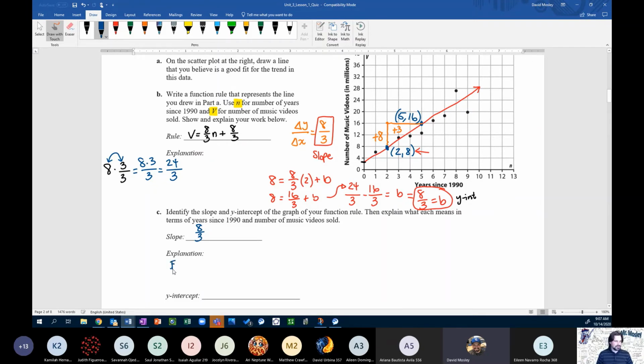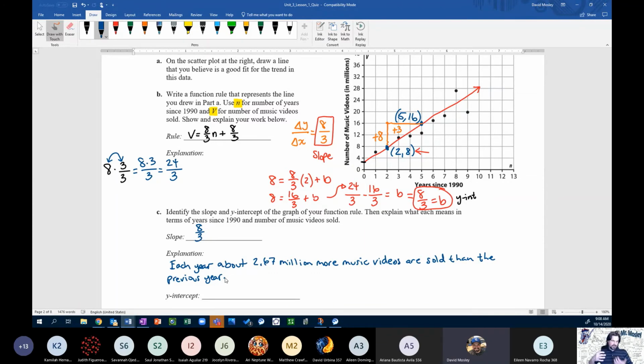So we can say each year about, and we're going to use now the number version of our fraction, about 2.67, we're rounding it, million more music videos are sold than the previous year. And that's based on our slope, or the rate of change.